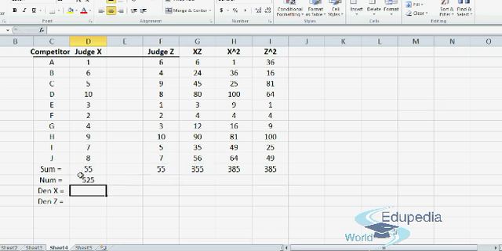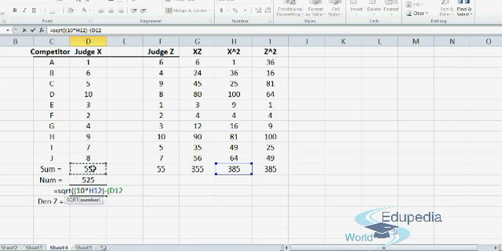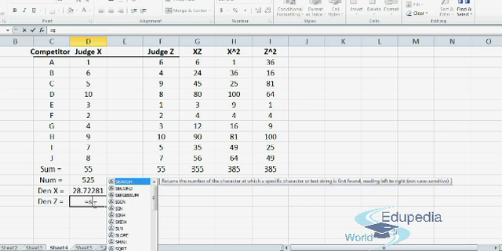Okay, and the denominator for x will be the square root of n multiplied by summation x squared minus summation x, the whole raised to power 2. And you see that the denominator values are the same, because whatever is inside the formula is all the same in the case of x, y or z.